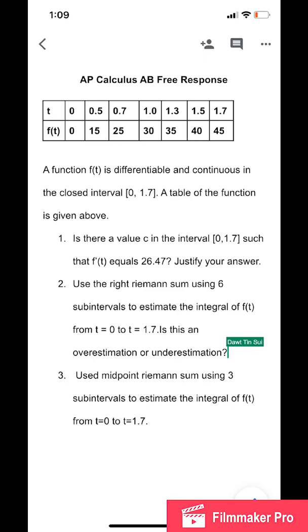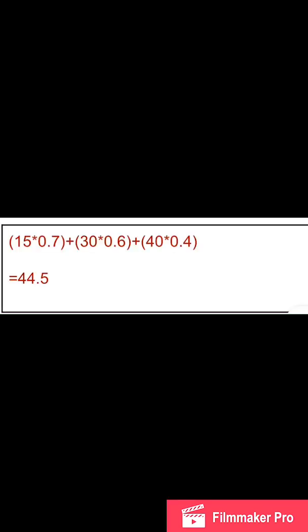And it should look something like this. You take the midpoint of each interval and multiply it by the width of the interval. And you get 44.5. And that would earn you 2 points, 2 full points.